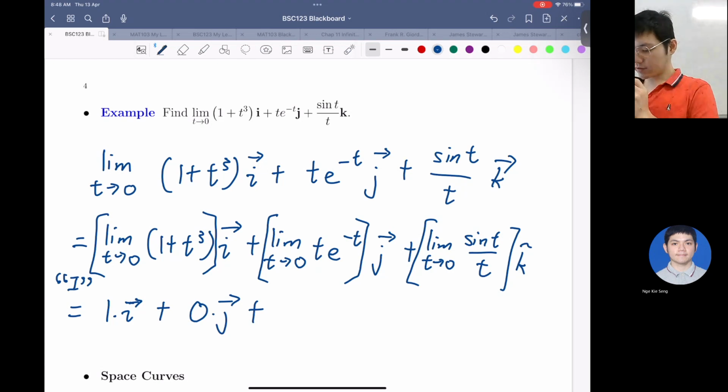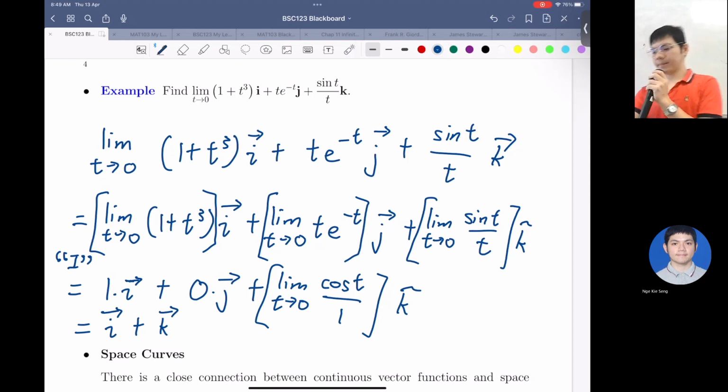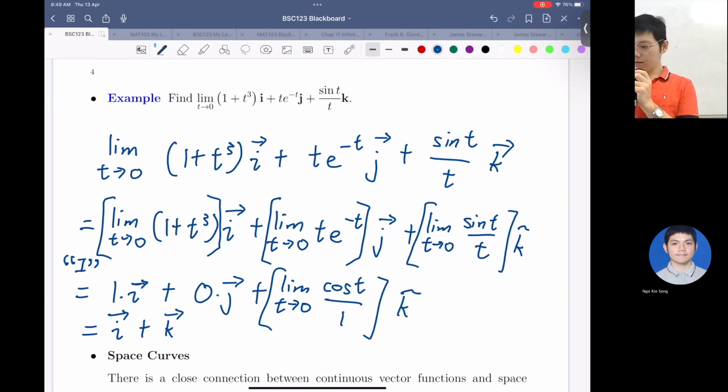Let's write out the step. L'Hopital's rule gives cos t over 1, which is i plus... Another way to remember this: the limit of sine t over t is 1.